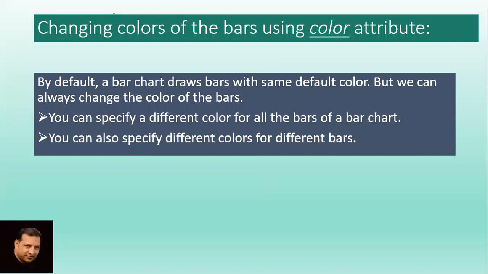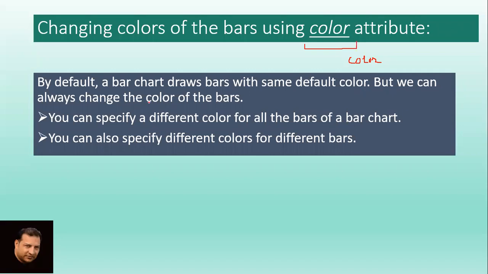Now next is how to change colors of these bars. We can change colors of these bars using the color attribute, not the C attribute. Keep this in mind. In scatter, we use c is equal to red, green, but here we are not using c. We have to use color, C-O-L-O-R. By default, a bar chart draws bars with the same default color, but we can always change the color of the bars.